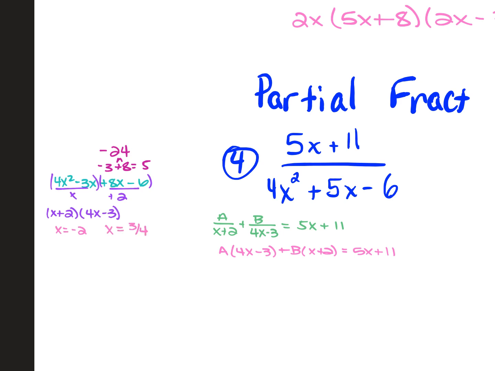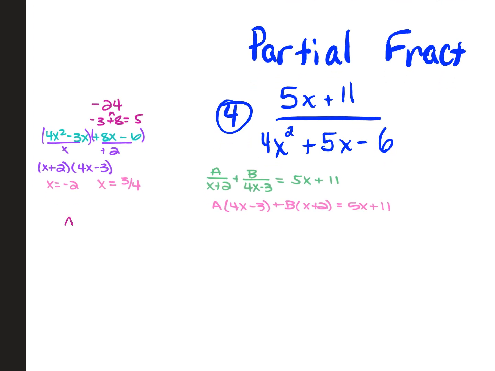If we start with the harder one, which is the 3/4, we're going to plug that in. That's going to give us A times (4 times 3/4 minus 3) plus B times (3/4 plus 2), which is going to have to turn into something over 4, so that's 8 over 4, is equal to 5 times 3/4 plus 11, which is 44 over 4. Your 4 times 3/4 becomes 3. 3 minus 3 is 0, so that cancels out your A.